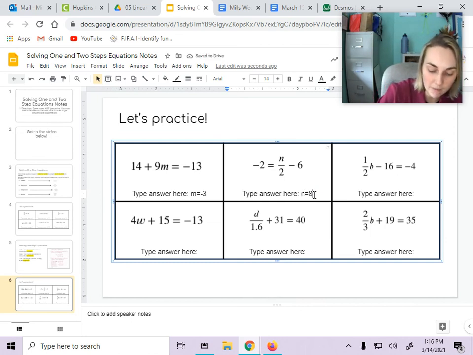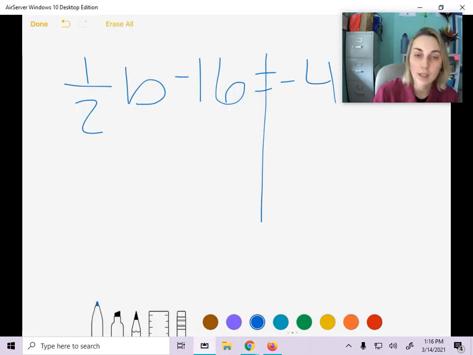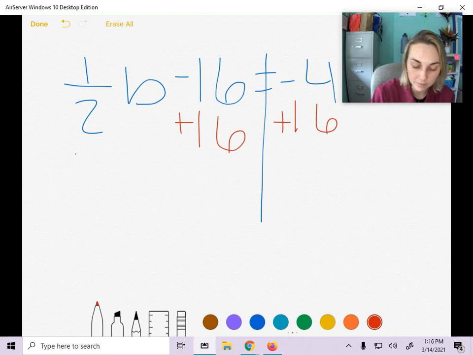All right, so now we have 1/2 b. We're subtracting that by 16, and that is equal to -4. All right, so same thing. We're going to put a balance beam through the equal sign. We want to get rid of our constant first. Our constant is the number by itself. In this case, this is a -16, so we need to do the opposite of -16. The opposite of -16 is to add 16. And if we do it on one side, we do have to do it on the other side as well.